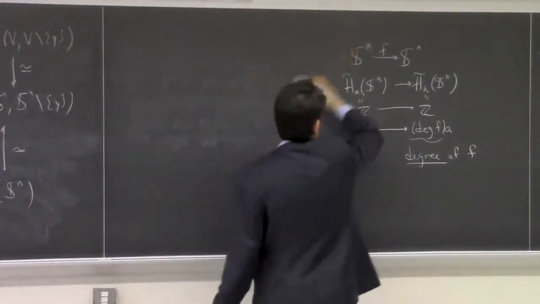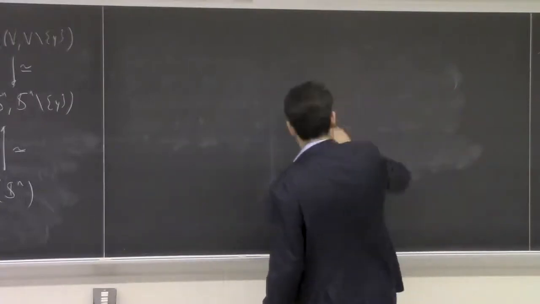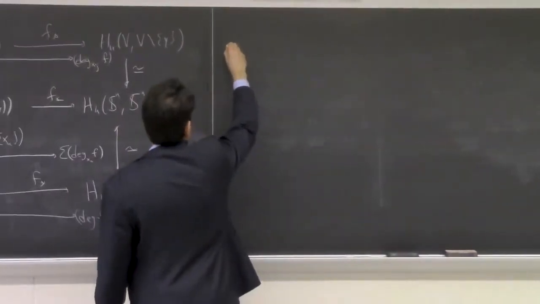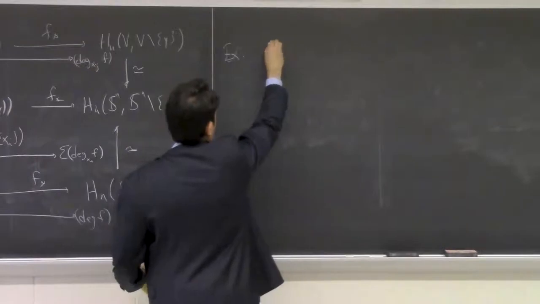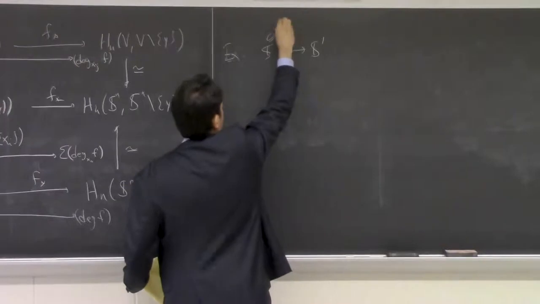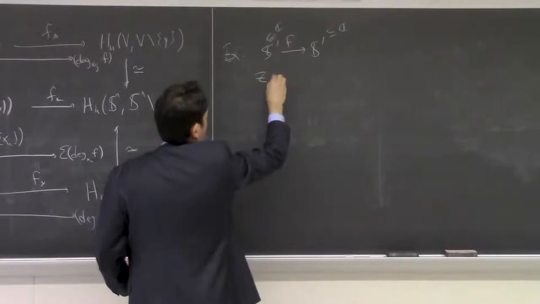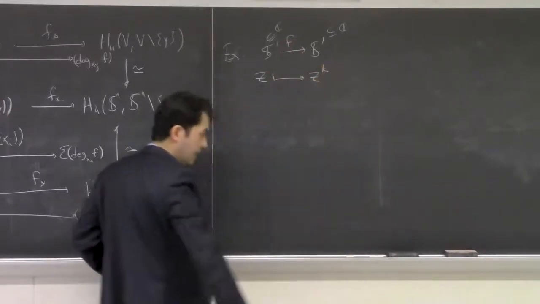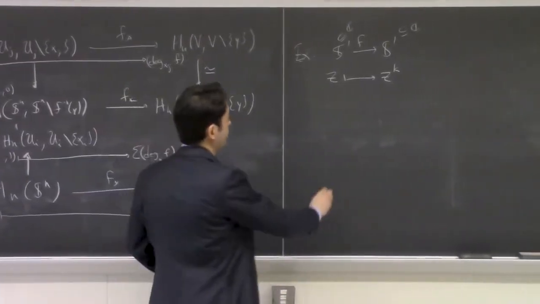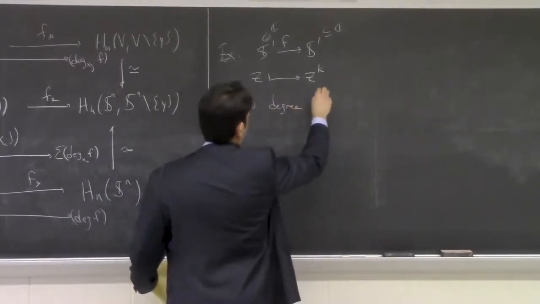So let's check that this invariant is non-trivial. For example, if you go from S^1 to S^1, as we saw last time, think of this as sitting inside the complex numbers, and then look at the map that sends z to z^k. Then this has degree k.